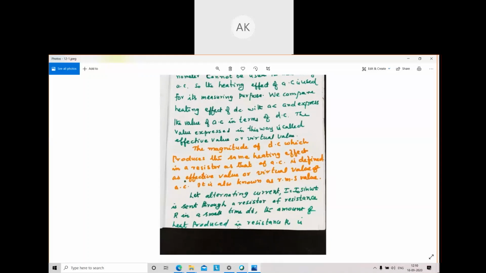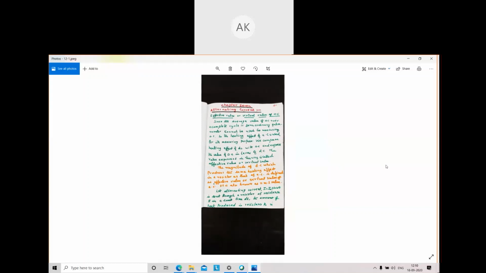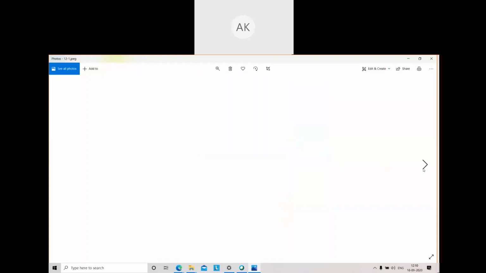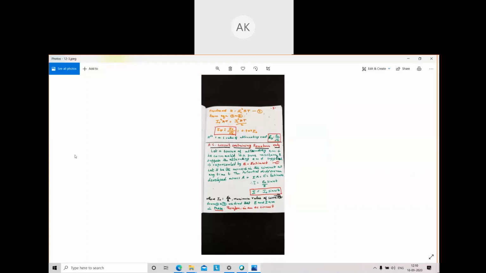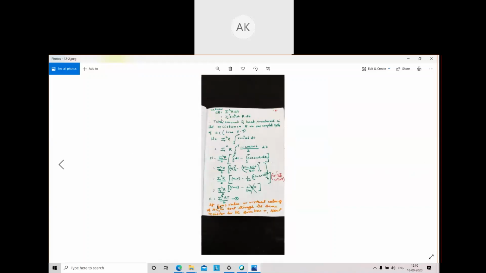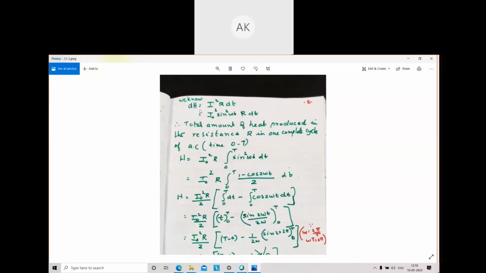The amount of heat produced, we can find out. What is the formula? H equal to I squared R t. That is the formula. So the small heating effect is produced in a resistor R when AC is sent through the resistor for a small time dt. As it is AC, we find, for a small time interval, the small heating effect produced when AC is sent through the resistor.